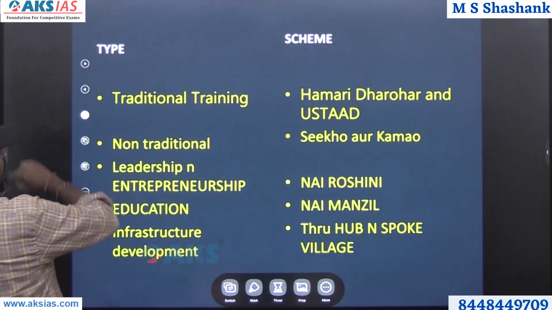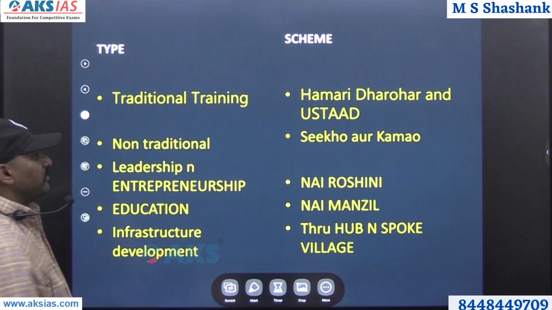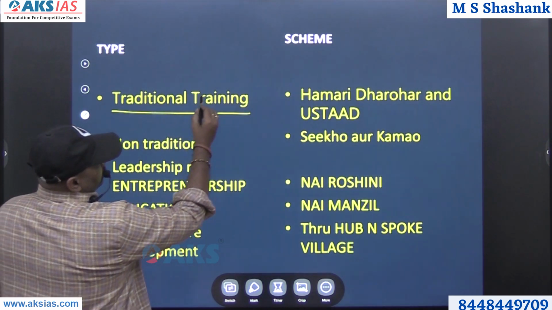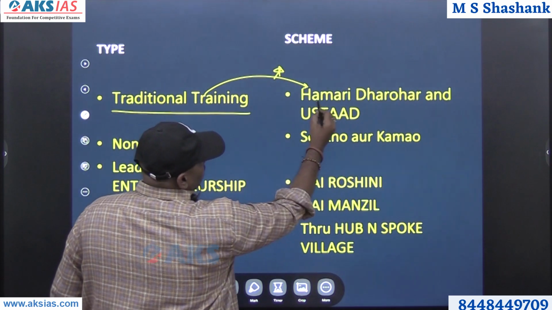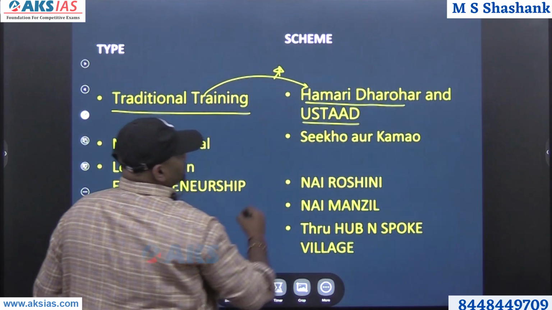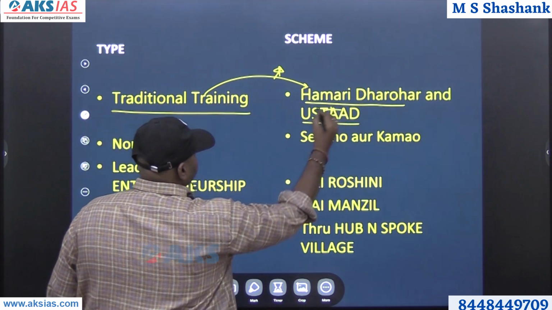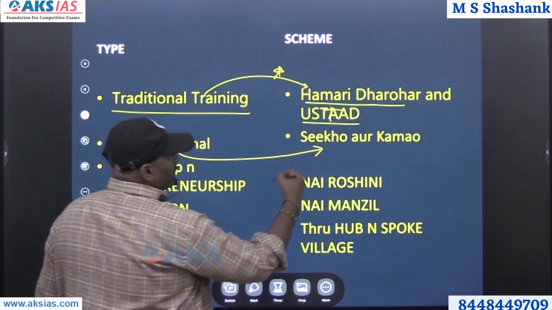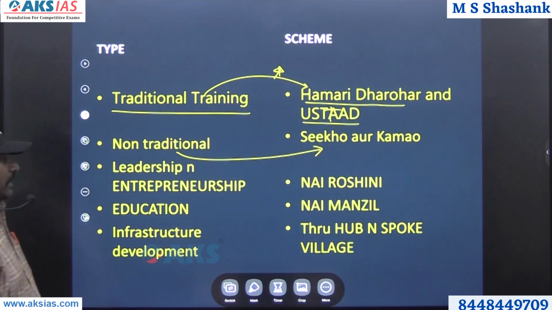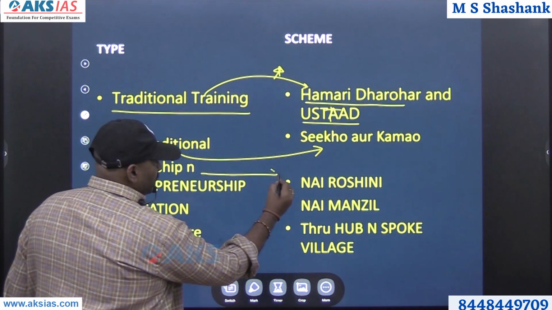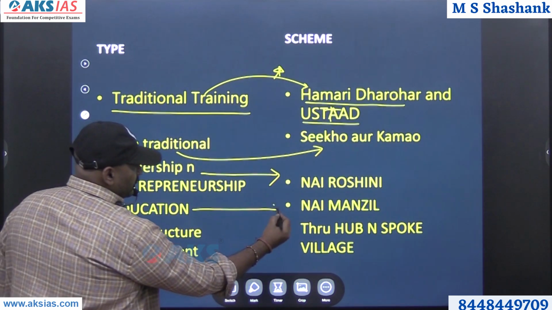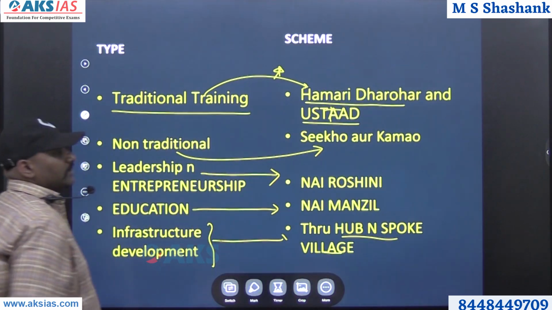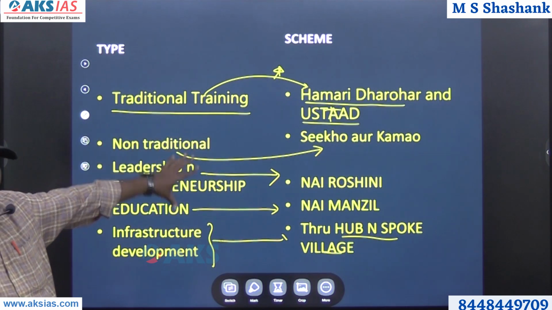Now moving on, let's look at each one. What is a type? Please look at this. For traditional training with respect to skill development, these 2 schemes will come into picture: Hamari Darohar and Ustad. For non-traditional, it is Seeko aur Kamao. Leadership and entrepreneurship, Nai Roshni. For education, Nai Manzil. And for infrastructure development, this is through Hub and Spoke Village. So this is how they have been arranged.